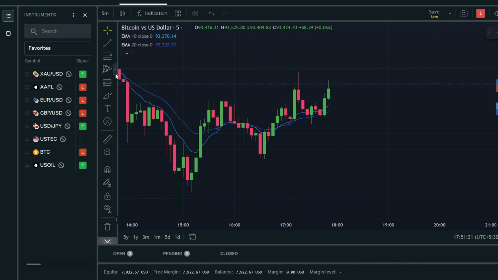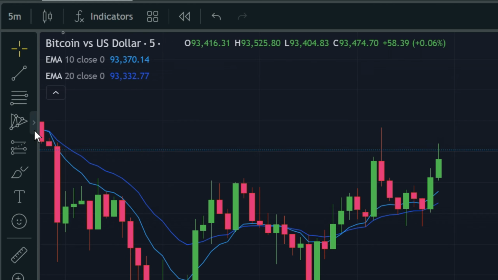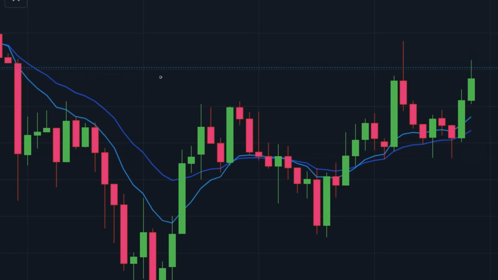What makes this strategy stand out is its simplicity. We're not using any complicated indicators here. In fact, the only tools I have on my chart are two basic EMAs, the 10 EMA and the 20 EMA. But let me be clear, these EMAs aren't the core of the strategy. They're simply there to help visualize the market trend and direction more clearly, making it easier to spot high probability trade setups.